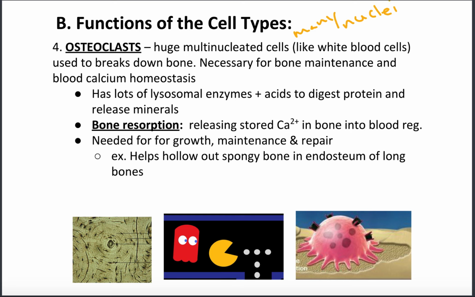Nuclei is just another word for the plural of nucleus. So there are many nuclei within this one cell, and those nuclei allow it to hunt and digest things. In this case, it's going to hunt around and chomp down on bone. So I like to say the C is for chomping.